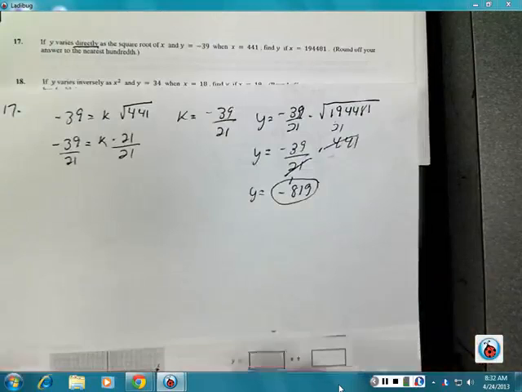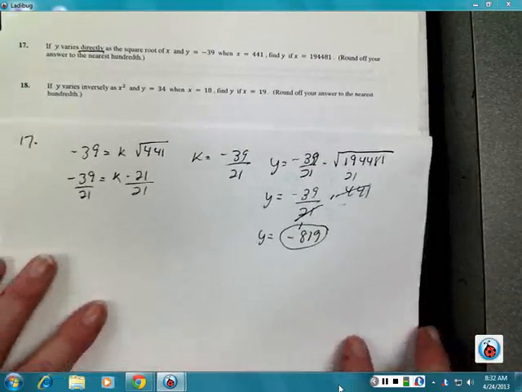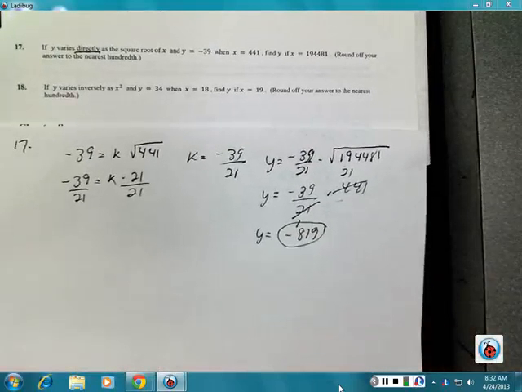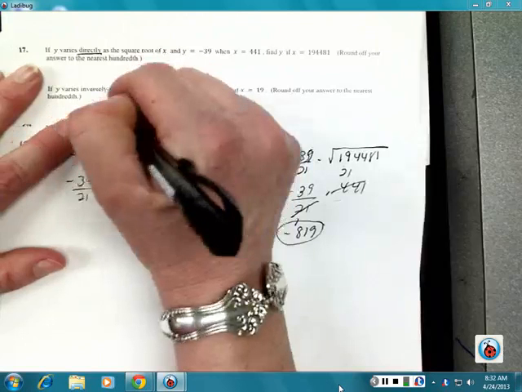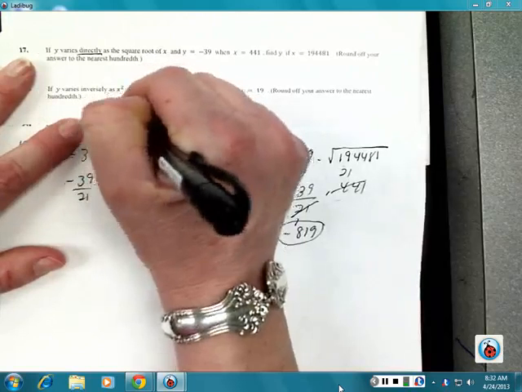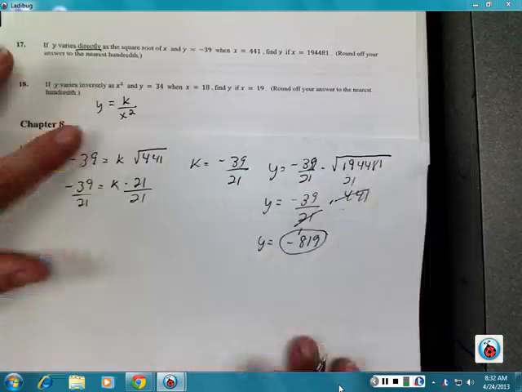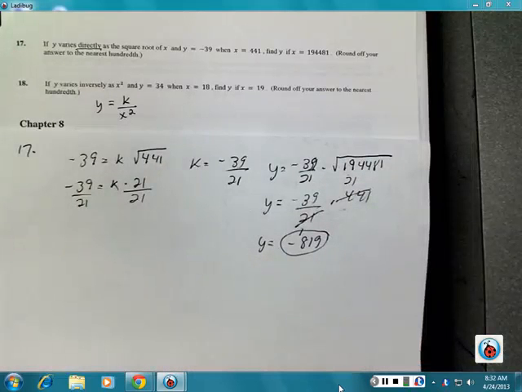Okay. Do you think you can do the next one, 18, on your own? Inversely means to divide, so you're going to have this one simply going to be y equals k divided by x squared. And so you plug your values in. So I think we're going to leave that one for you to do. So I think you can.